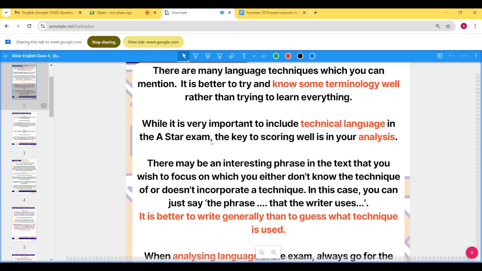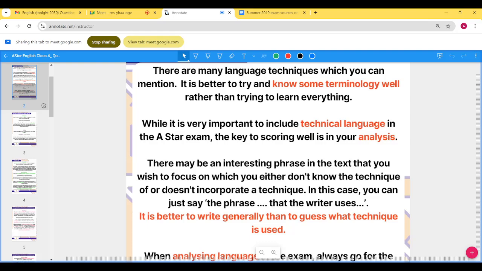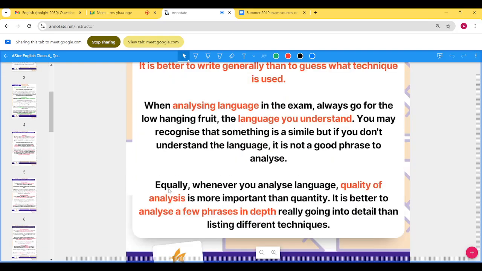And to be honest, even when you're analyzing language, of course you need to have technical language in there, but you might come across some writing with interesting words in it you want to analyze, but you are not sure what technique is being used. If that's the case, you can write about the phrase. You can say the author uses the phrase and then whatever it is. It's much better to do that than to guess a technique. Of course you need some technical language within the exam, but it's better to have less technical language and use it correctly than to just be throwing out terminology.